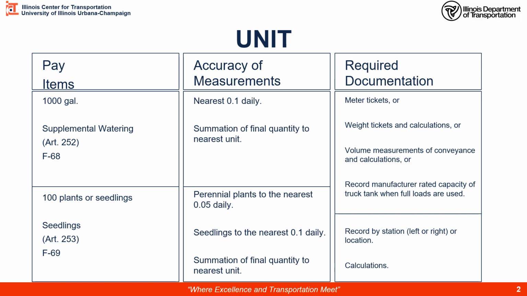Required documentation. For water, you need to obtain your water from a potable water source. And then from there, if you have a utility meter, you could use those tickets from the utility. Or you could treat it like a tonnage item and require them to weigh trucks as they deliver them.